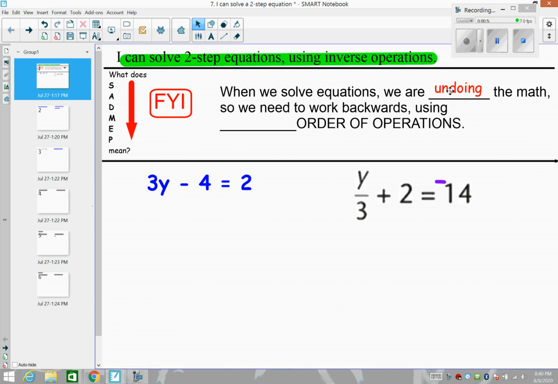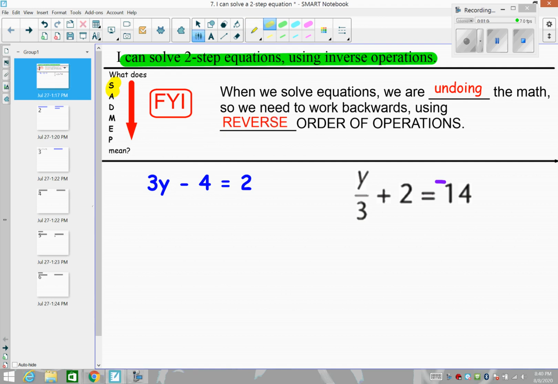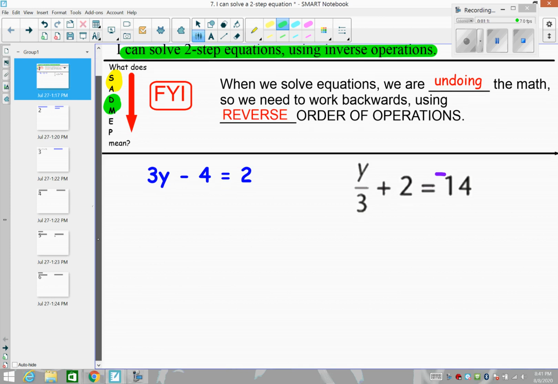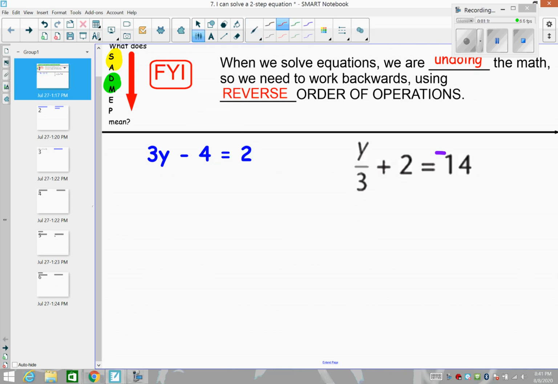So what we need to do is work backwards using the reverse order of operations. This isn't super crucial that you know this, but just something to be aware of, that we are going to do all addition subtraction first today because we're undoing. And then we'll do multiplication division next. We won't get to the others. So with that said, same concept, but multiple steps.